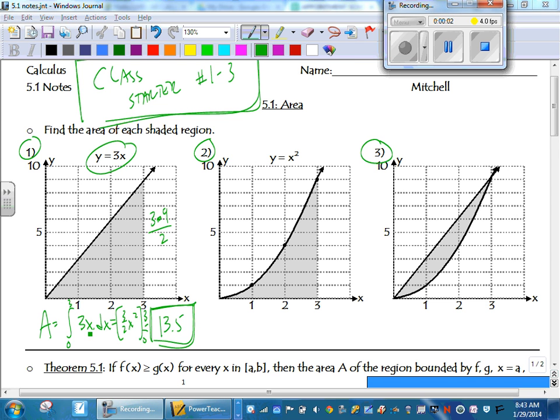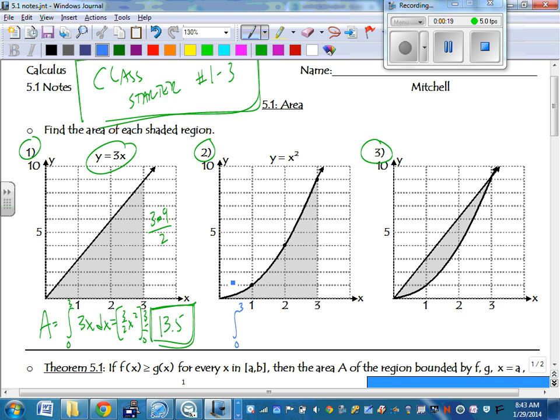Alright, so we could do this using calculus with a definite integral, or we could just use area, basic area. Now, for number 2, geometry is not going to work for us. How do we set this one up? Definite integral from 0 to 3, right? Area under the curve from 0 to 3, that's where the shaded region is, of our function x squared dx.